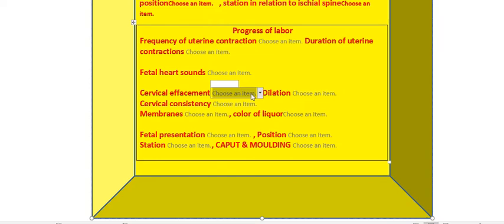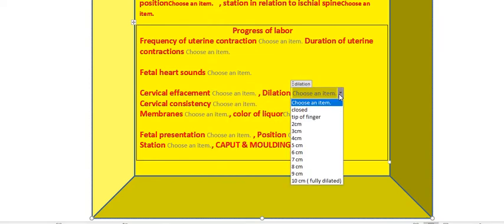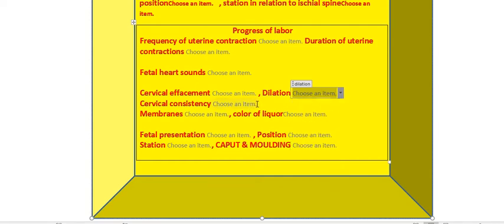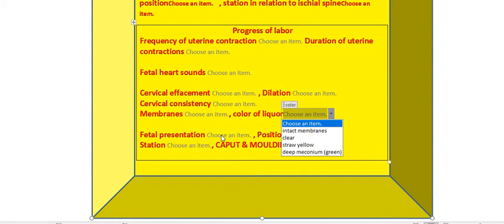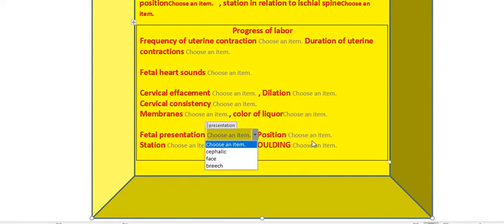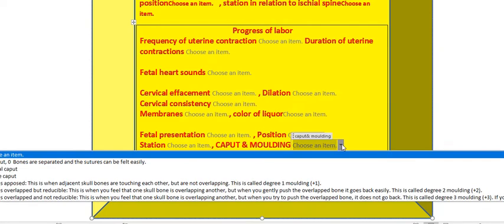And the cervical effacement, dilatation of the cervix to assess the progress, and the cervical consistency, and whether the membranes are still intact or ruptured, and the color of the liquor if ruptured, the fetal presentation, the fetal position, and the station, and the caput or molding.